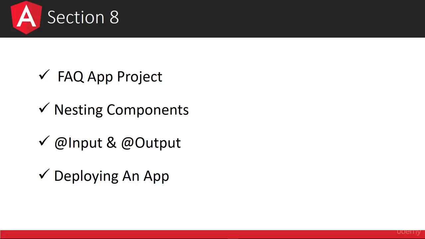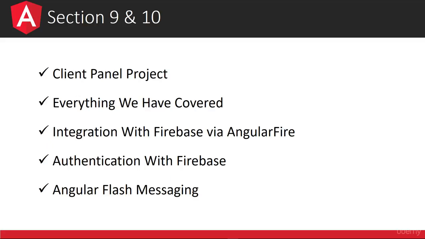So in section 8, we built our FAQ app. We also touched on some of the things we haven't yet, like nesting components, as well as putting input into a component and getting output and emitting data from a component. I also showed you how to build out your static assets using Angular CLI, and then how to easily upload to a server. And then finally in section 9 and 10, we built our client panel application, which took pretty much everything that we went over in this course and put it into one project. We also integrated a Firebase backend using Angular Fire 2. We implemented authentication and access control, and we used Angular Flash messaging.